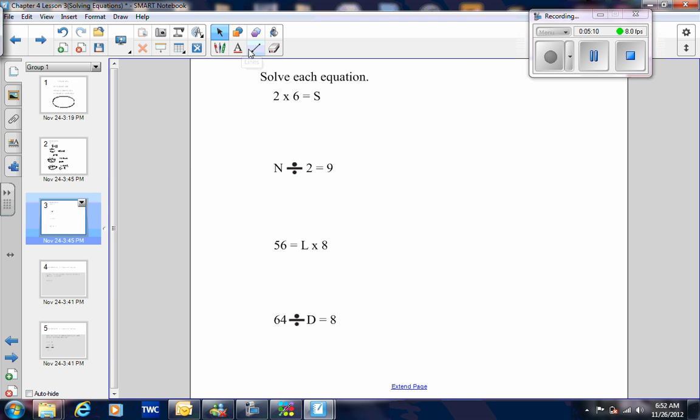If we can go on to this next, I just had a whole bunch of multiplying and dividing problems here. Equations, I should say. So again, with this one, I've already got s on one side all by itself. So I'd have 2 times 6 equals 12. So s would equal 12. With this one, I don't have n by itself. I'm dividing in this direction. And so I should be able to take the end and do the opposite. Get back. 9 times 2 would be 18.